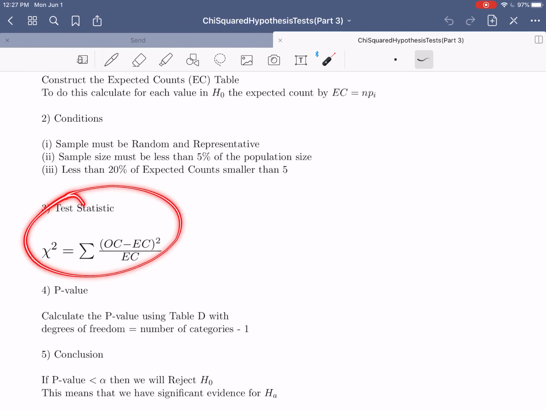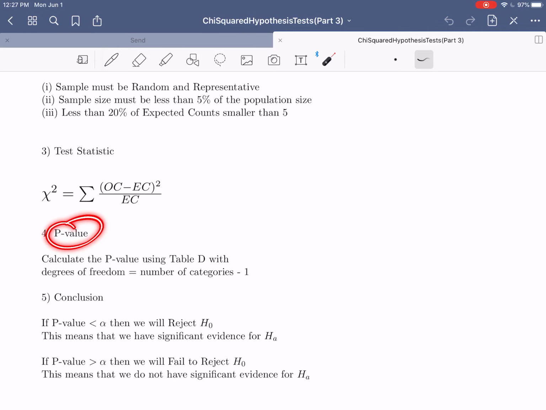For the test statistic, it is exactly the same formula, so we will be calculating that chi-square test statistic, and it'll be the sum of the differences between the observed and expected counts squared divided by those expected counts. And again, what is that measuring? Well, it's basically saying how different is what we observed versus what we expected, relative to what we expected.